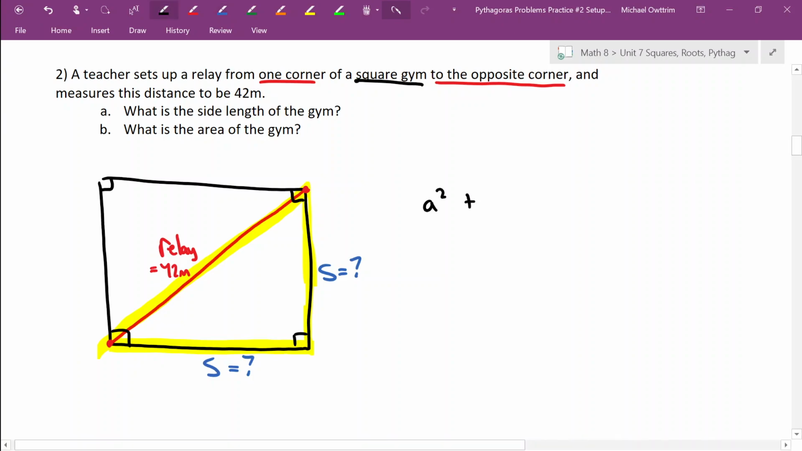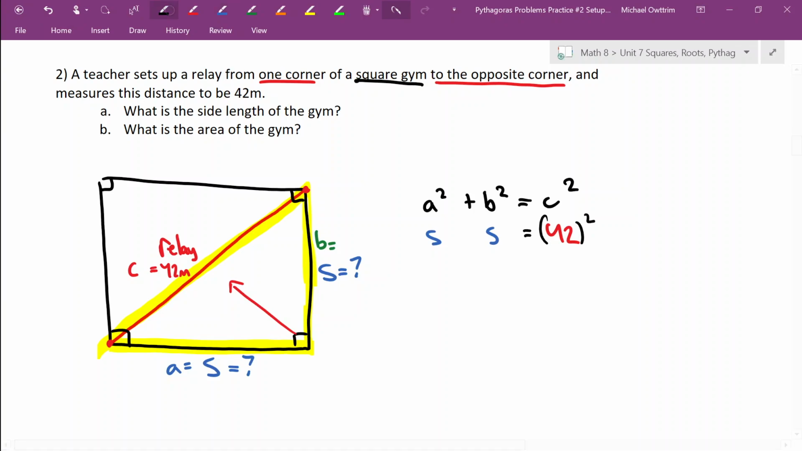So in our a squared plus b squared equals c squared for Pythag, we do know that side c is going to be our relay, and so we know that that is our 42 meters. Of course, we'll have to square that in our equation. But both a and b are length s. Now, of course, we don't know what length s is, but we can substitute it into both spots of the equation. And so if you notice, we only have one unknown variable here, variable s, which means we can solve for it. In terms of solving for this, let's write those without brackets first off.